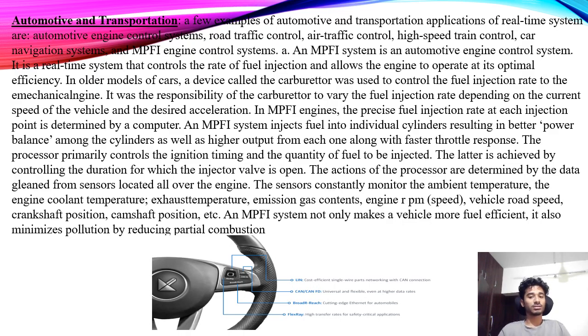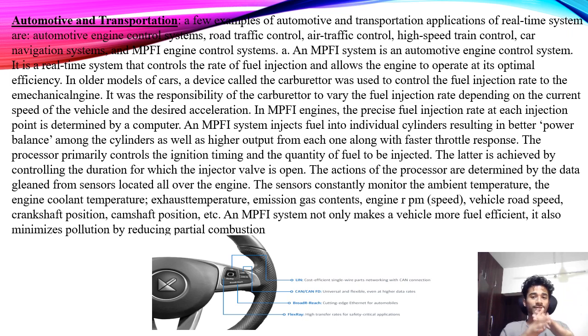So our next application is automotive and transportation. A few examples of automotive and transportation applications of real-time systems are automotive engine control systems, road traffic control, air traffic control, high-speed train control, car navigation systems, and MPFI engine control systems. To put it in easy words, basically every feature you use in a car or a vehicle is based on real-time systems.